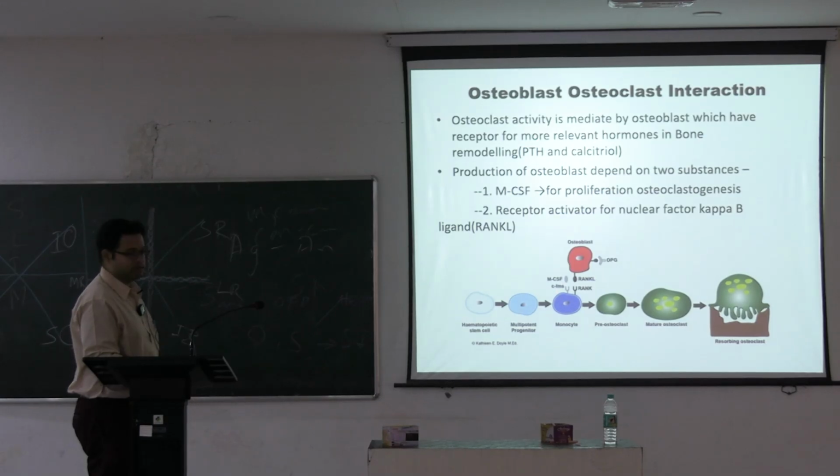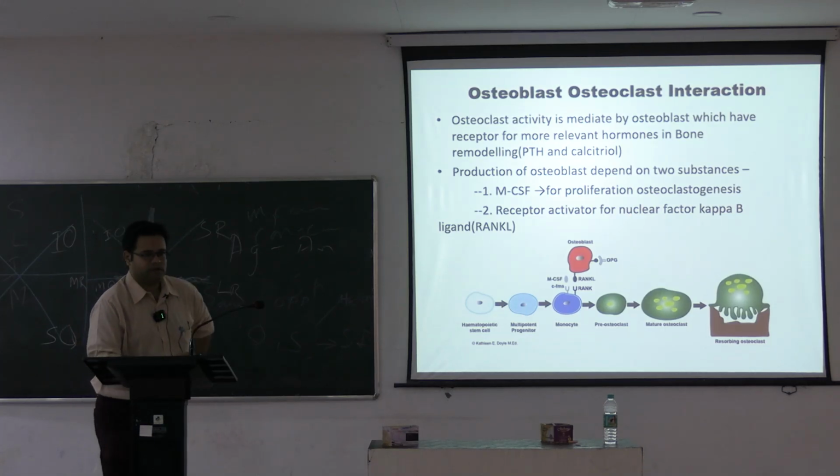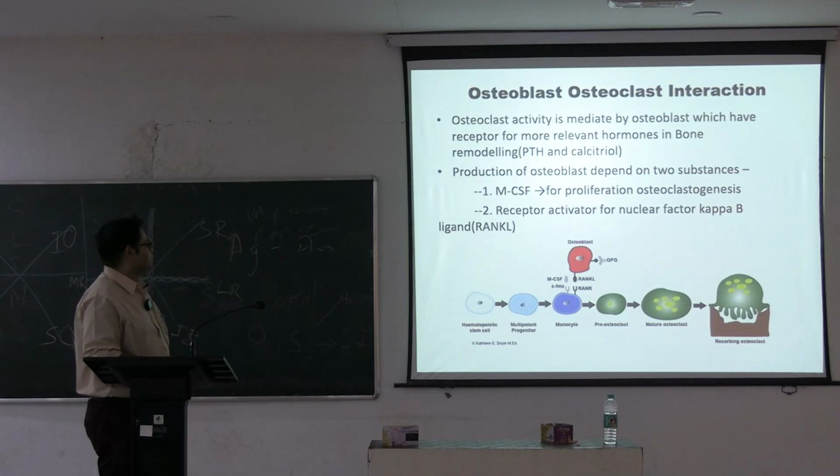So, the monocyte, as I mentioned a few moments ago, has receptors for the MCSF and the RANK. The RANK is a receptor activator for nuclear factor kappa B. Now, this is important later on. Have you studied in pharmacology how RANKL is important? Yeah. Which drug acts on it? Yeah, exactly.